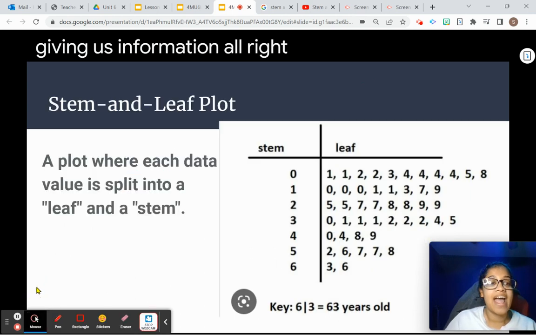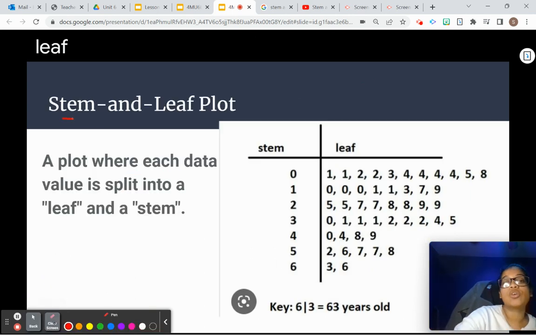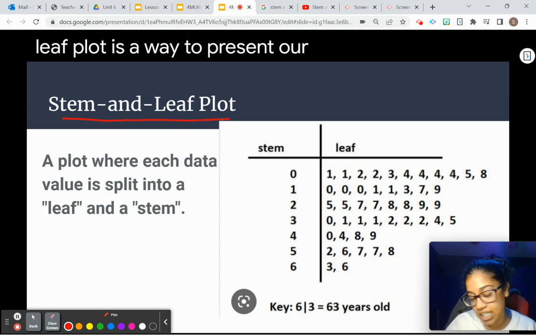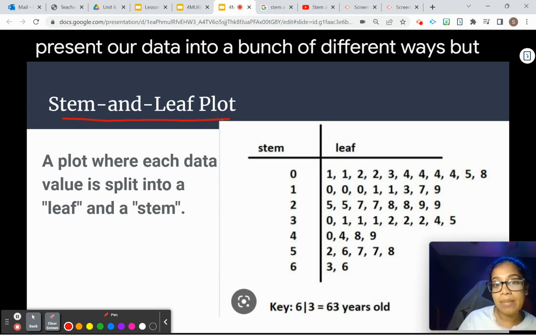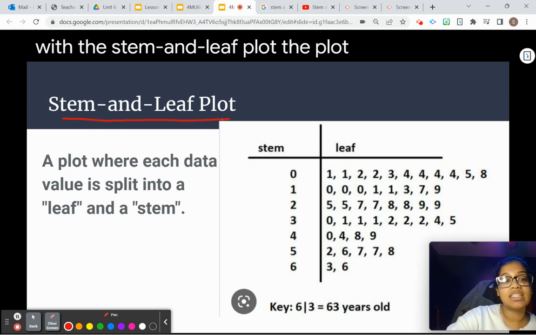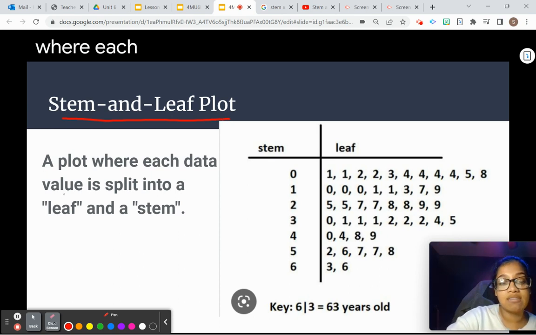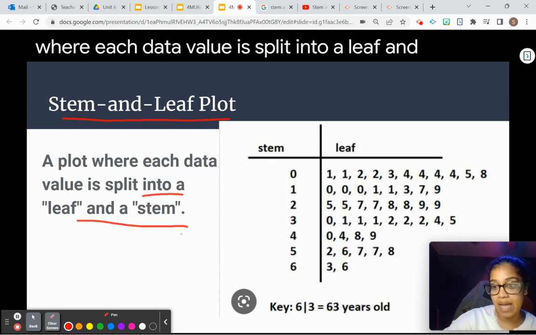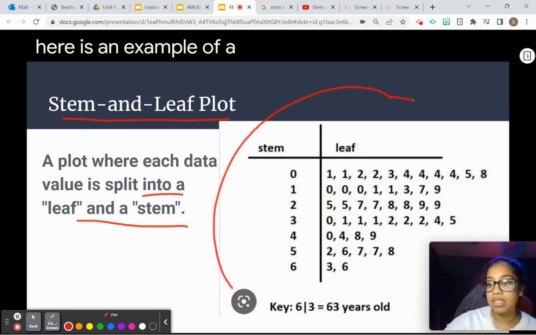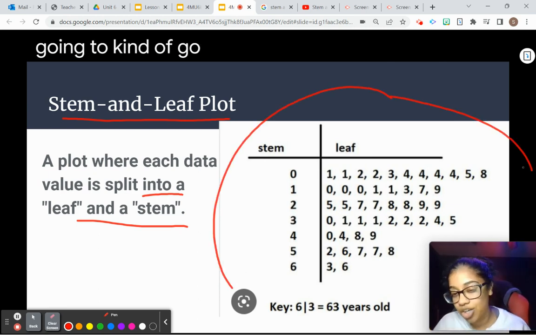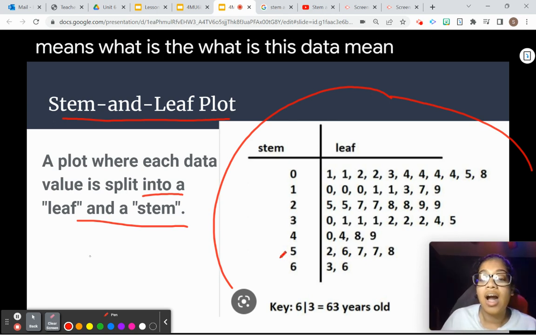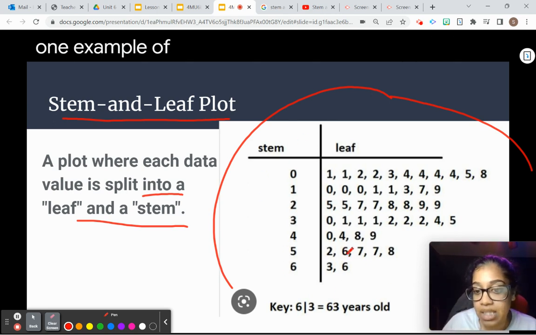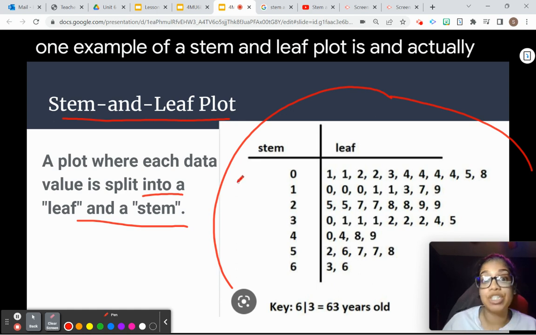All right. And then a stem and leaf plot is a way to present our data. We can present our data in a bunch of different ways, but with the stem and leaf plot, it's a plot where each data value is split into a leaf and a stem. So here is an example of a stem and leaf plot, and we're going to go into what this means. What does this data mean? This is an example of a stem and leaf plot, and it actually splits our numbers into a stem and a leaf portion.